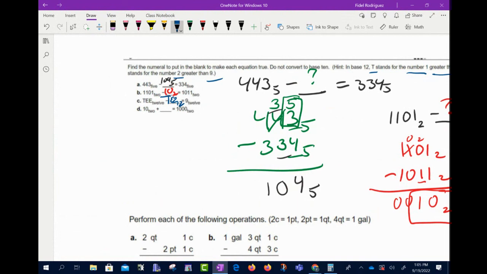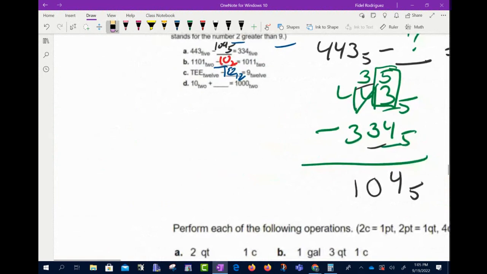Okay, now we have a part D. So let's see if we can figure out part D. I'm going to clean up some of this mess, y'all, because we got enough space right here. Okay, so 10 base 2 plus something equals 1,000 base 2.